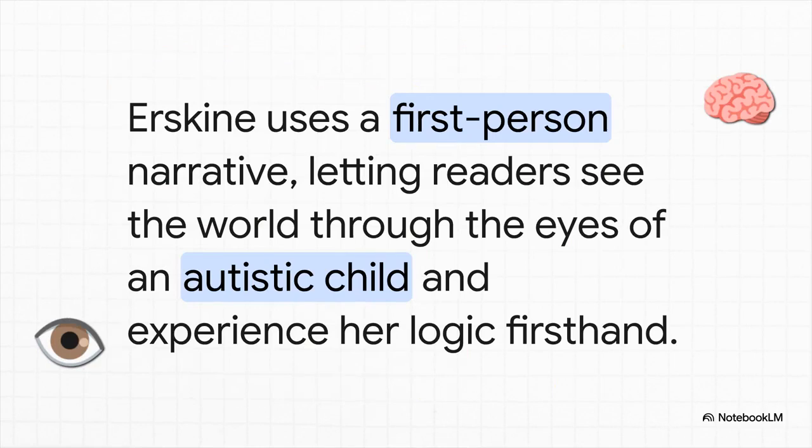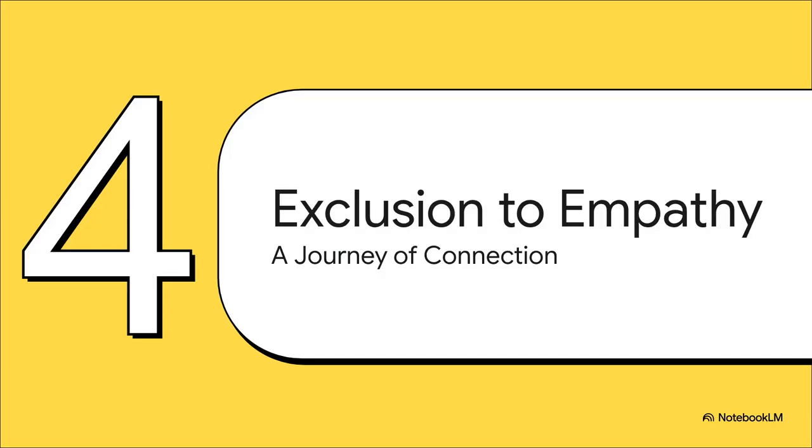And this is what makes the book so incredibly effective. Erskine's choice to write in the first person is just brilliant. It puts us, the readers, directly inside Caitlin's head. We experience the world exactly as she does, with her logic, her confusion, her unfiltered honesty. The paper argues this isn't just a storytelling trick, it's a powerful tool for building genuine empathy. So because we're right there with her, we get to see her entire journey as she moves from feeling completely isolated towards finding real connection and understanding. And it's this journey that the paper analyzes so carefully.